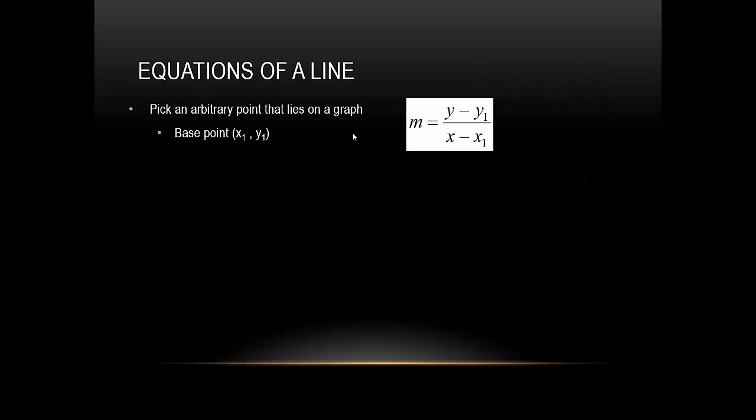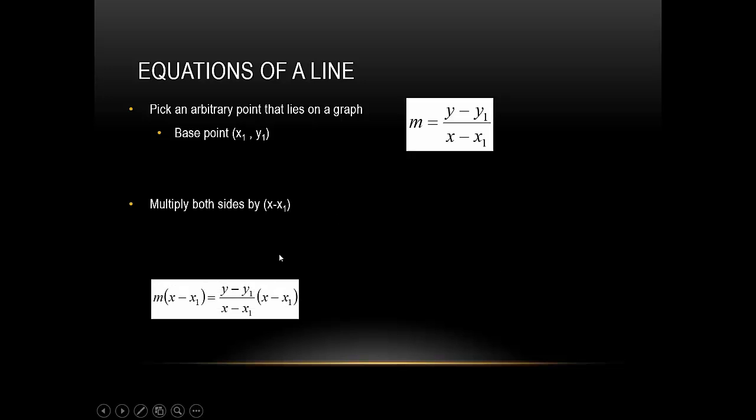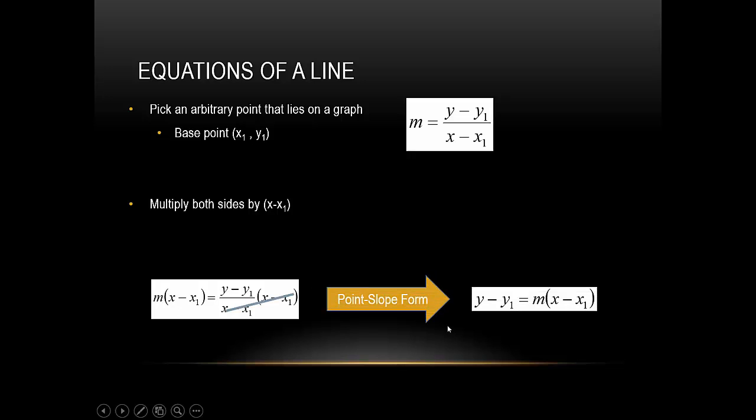All right, so we got this whole deal with the slope, and then we started messing with equations of lines. What if I multiplied both sides by x minus x sub 1, so those cancel, and what I end up with here is the point slope form. Meaning, if I know the slope and I know a point, then I can get the equation of my line. Remember this, write it down, put it on your formula sheet.